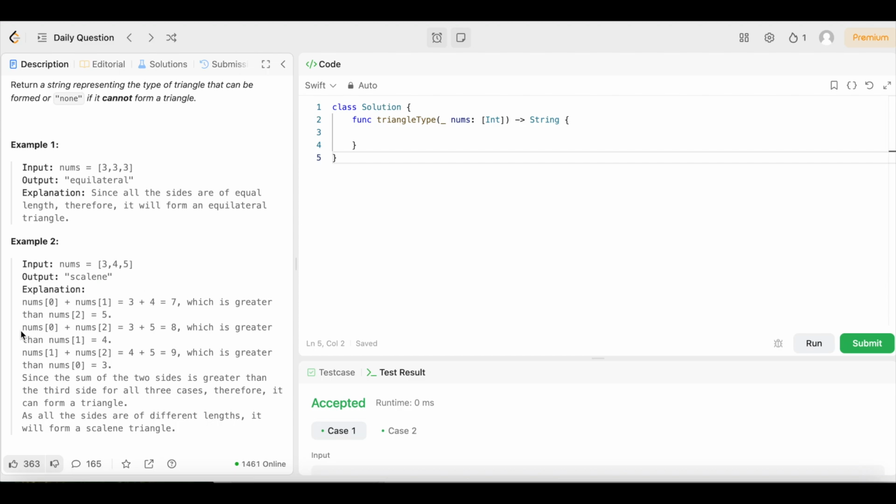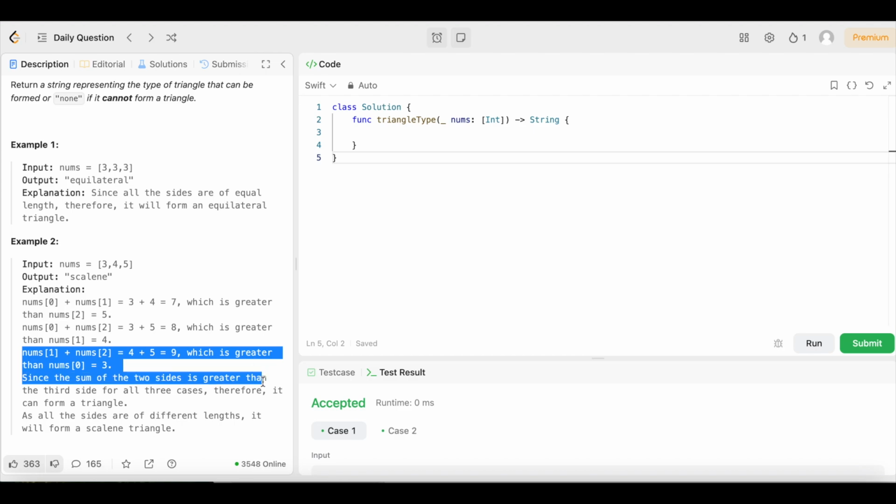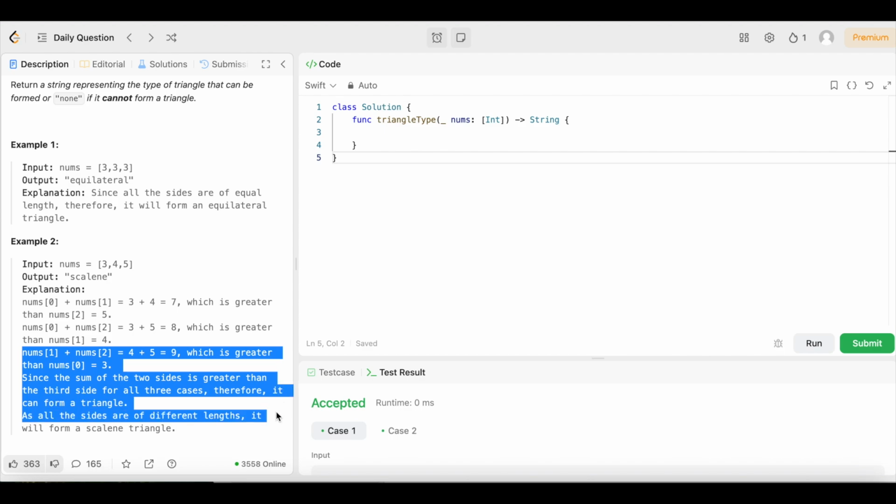So let's keep going. nums[0] plus nums[2] equals 3 plus 5 equals 8, which is greater than nums[1], which is 4. And nums[1] plus nums[2], 4 plus 5, equals 9, which is greater than nums[0], which is 3. Since the sum of the two sides is greater than the third side for all three cases, it can form a triangle. As all sides are different lengths, it will form a scalene triangle.